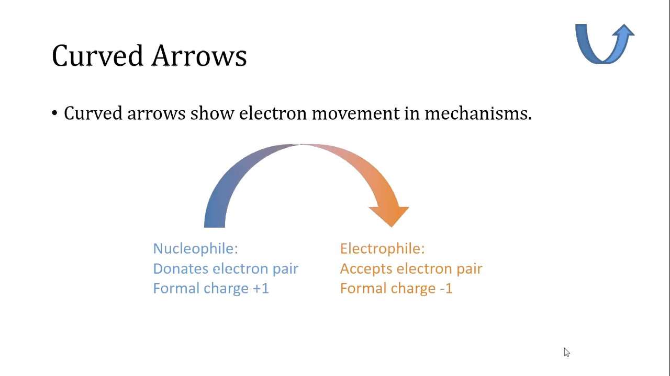Curved arrows are always drawn from nucleophiles to electrophiles. The nucleophile donates the electron pair, and arrows have to start on an electron pair. The electrophile accepts that electron pair. The nucleophile always has its formal charge increased by 1 because it's losing electrons to the electrophile. The electrophile always has its formal charge decreased by 1 because it's gaining electrons from the nucleophile.